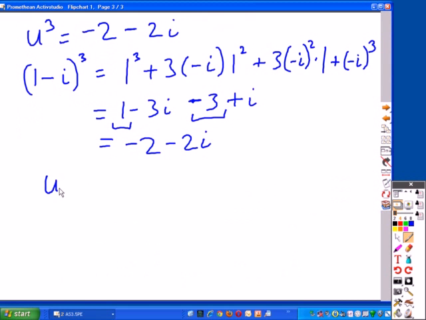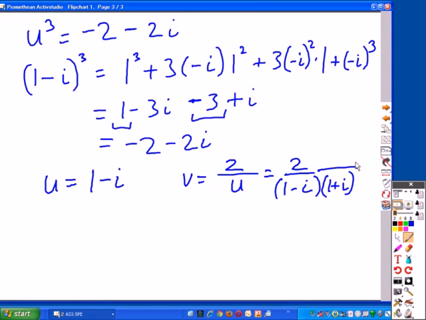So this would tell me that u is equal to 1 minus i. Recall that v is equal to 2 over u. And so that would be 2 over 1 minus i. And from back in high school algebra, we learned that in order to rationalize the denominator on a fraction with a complex denominator, we multiply top and bottom by the conjugate of the denominator. And so what we get is 2 plus 2i.